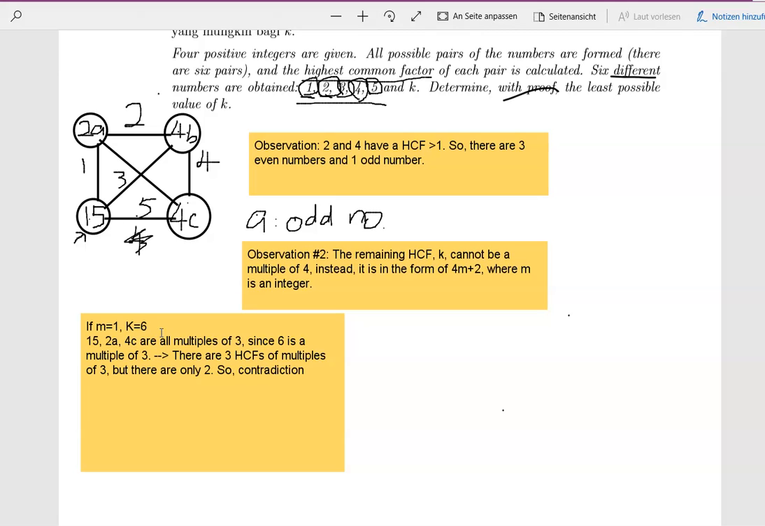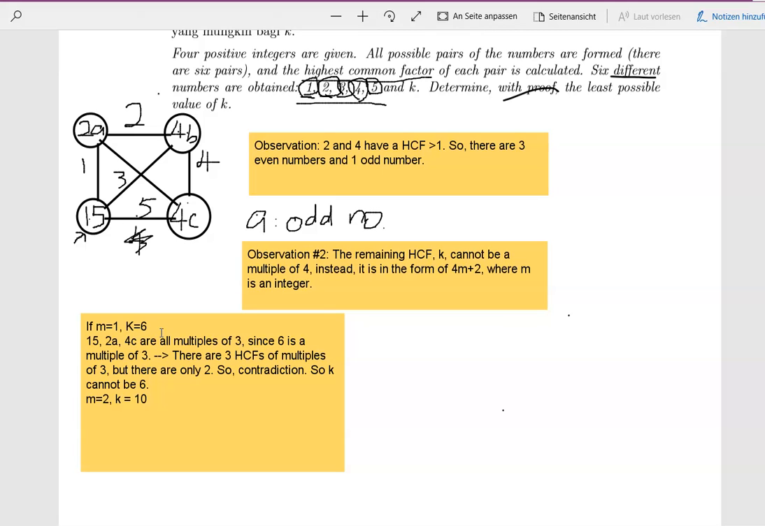Contradiction meaning opposing what you originally intended or what you originally said. So, k cannot be 6. Okay, then we'll try the second smallest one. If the smallest one we can't do, so maybe if m equals 2, then k would be 10.